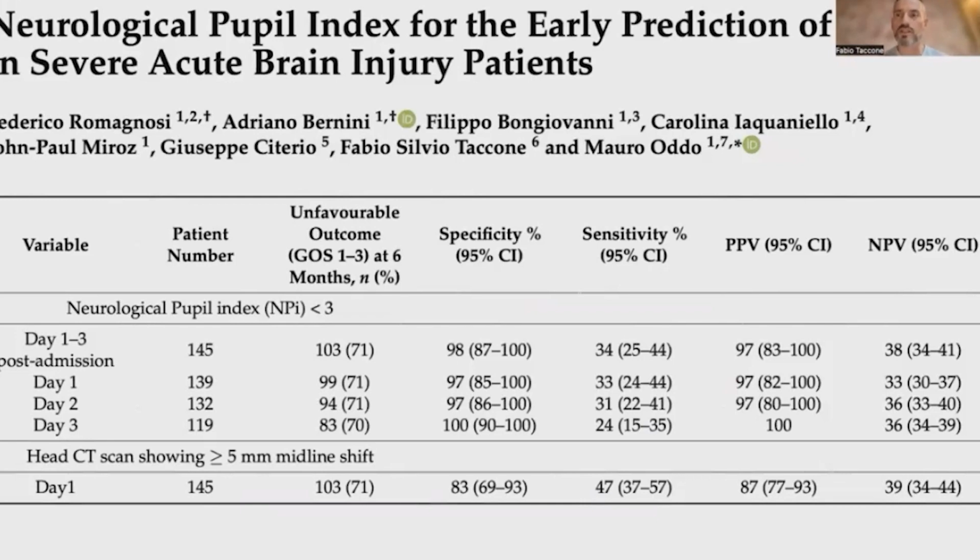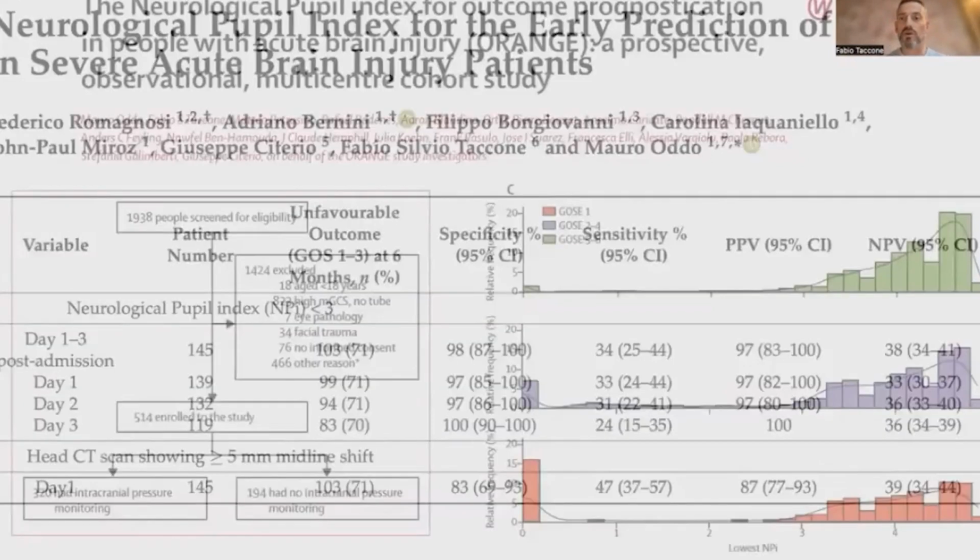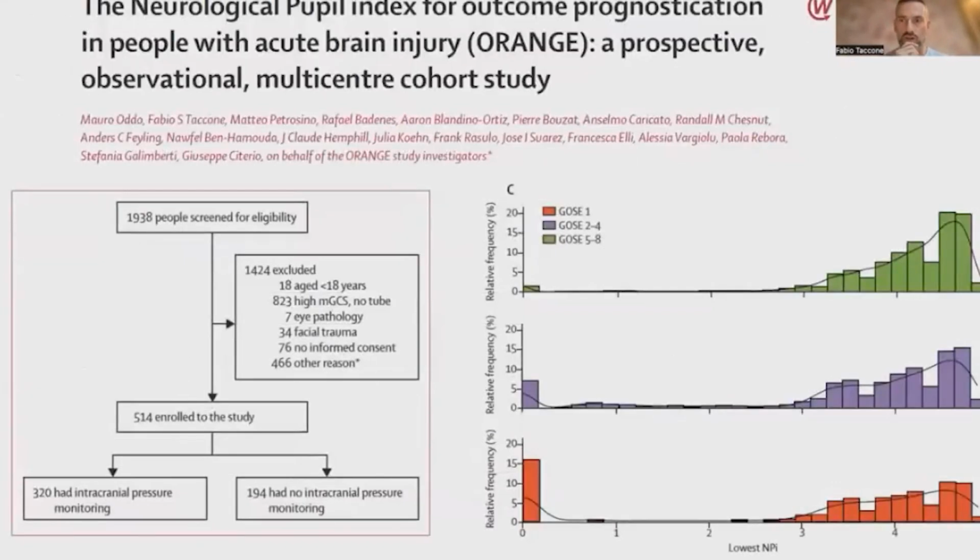According to this initial, very interesting study, we have recently published the Orange trial. The Orange trial is again an observational multicentric study, including more than 500 acute brain injury patients, excluding those with cardiac arrest, in whom we wanted to assess whether NPI, so this index of autoregulation, could have a prognostic role.